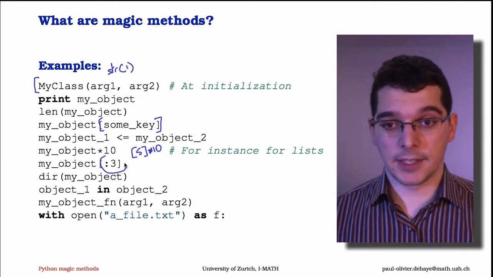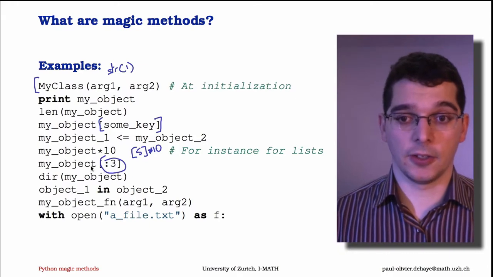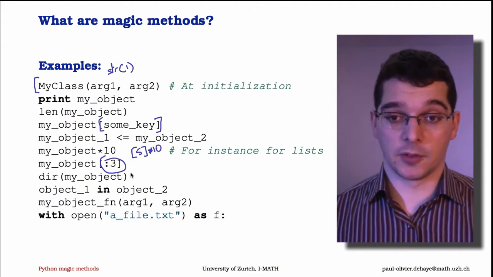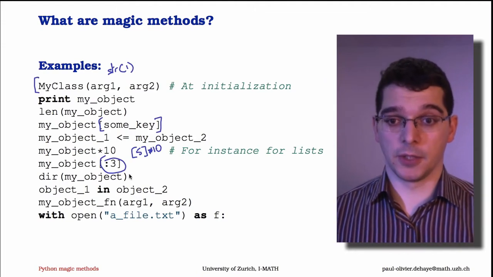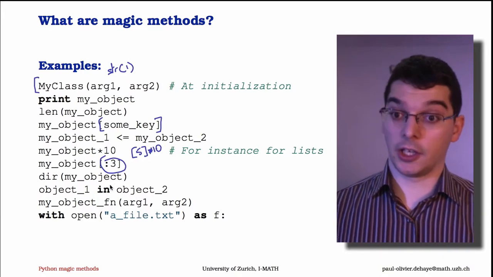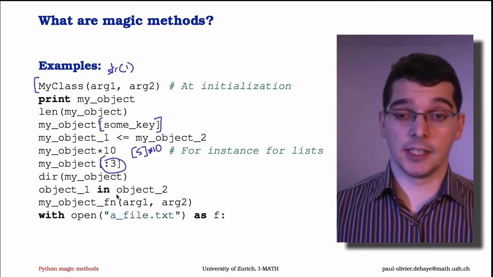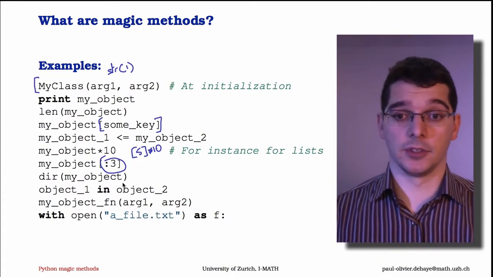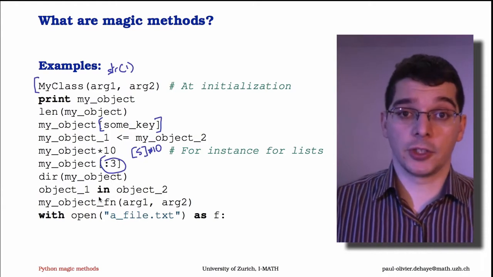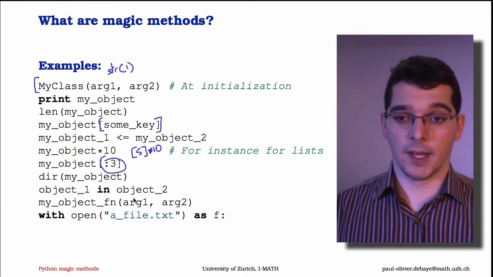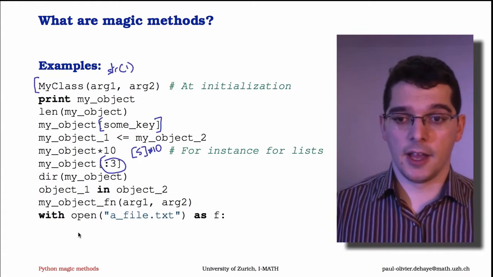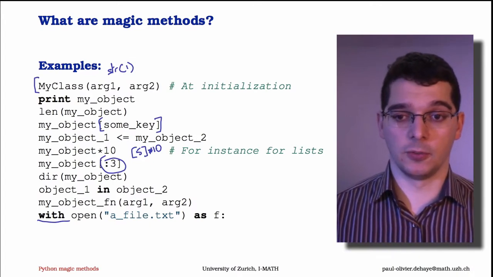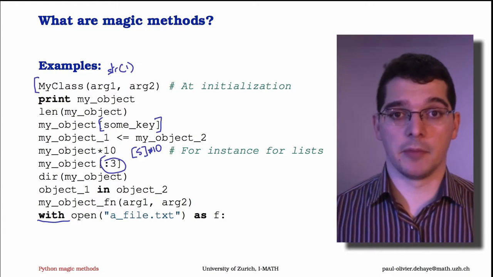You can also slice objects using this colon. This is also enabled by magic methods. You can call the directory of an object, so all the attributes that are defined for your object, and this will also use a magic method. You can check containment, check that an object is in a list, for instance, and this will use a magic method called contains that we'll see in a second. You can call functions that you have defined on new arguments. Again, this is enabled thanks to magic methods. And finally, you can use the with construction, this context that is called with, and again, this is enabled by magic methods.